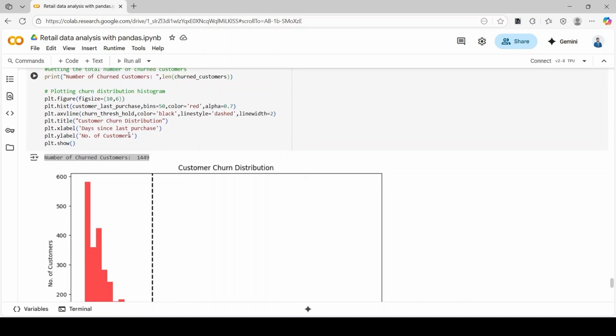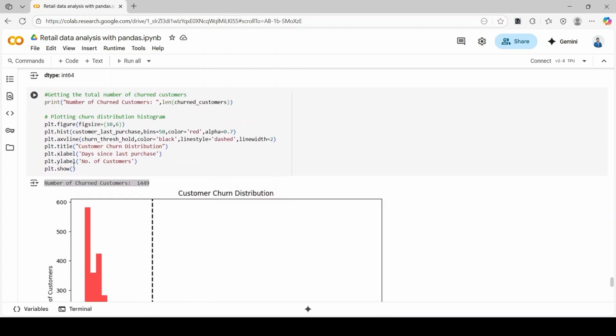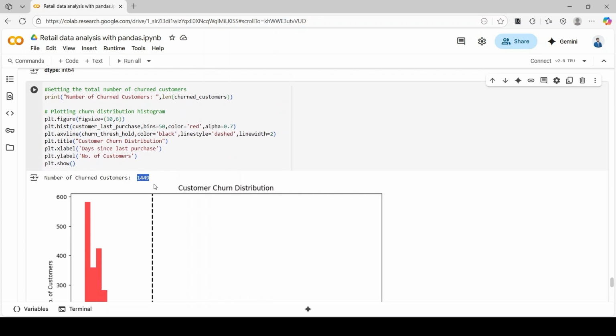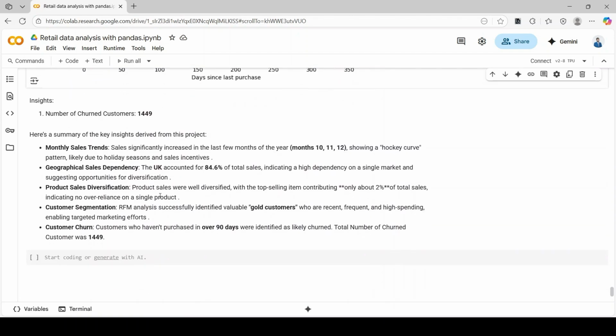To showcase the churn customers versus active customers, we plotted a histogram with a dashed line, and we also figured out the total number of churn customers from our analysis, which was 1,449 customers. So totally the insights we received from this project are 5.